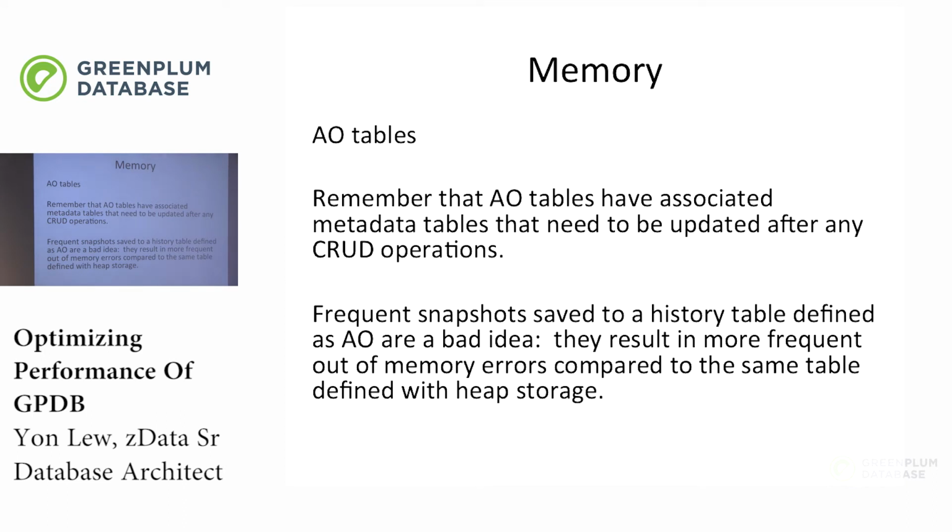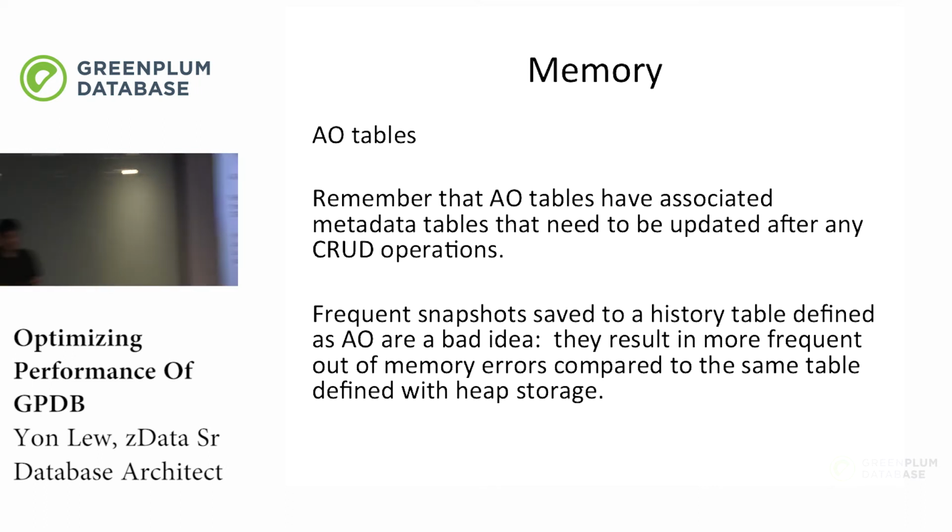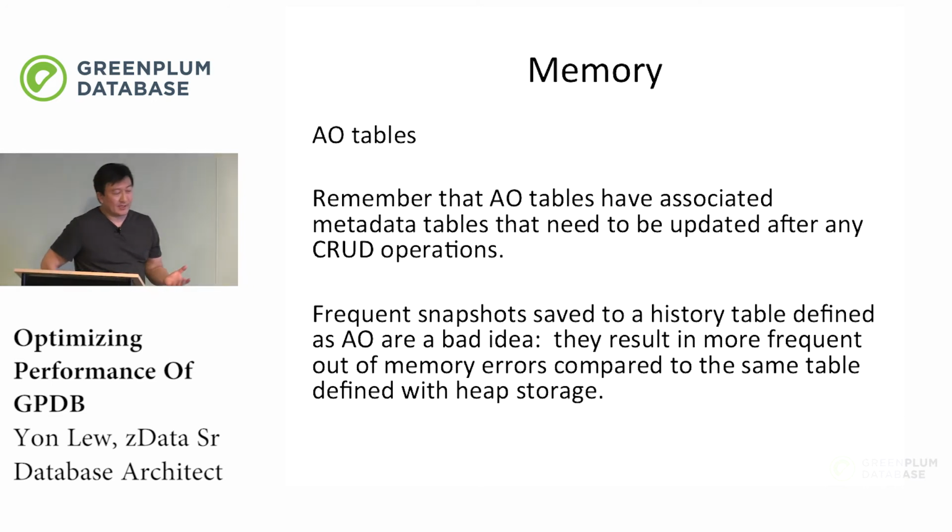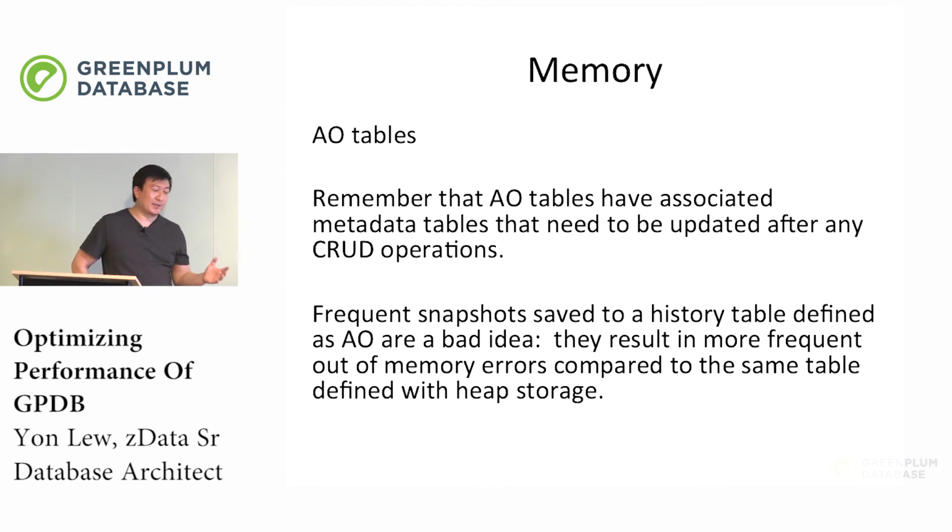Okay, so the other area is AO tables. Remember that AO tables have associated metadata tables, and they need to be updated after any CRUD operation. They need to be read for any select operation. So if you set your statement mem to 1 gig, you're setting it to 1 gig not only for the write or the update to the AO table, you're also setting it to 1 gig for all the queries that run against the metadata tables.